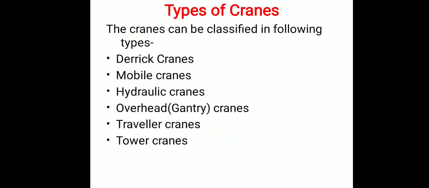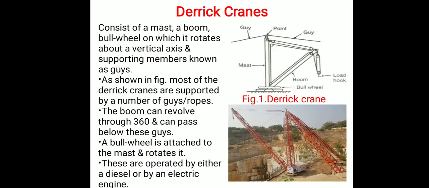So the various types of cranes are derrick cranes, mobile cranes, hydraulic cranes, overhead cranes which are also known as gantry cranes, traveler crane, and tower cranes. So now we will discuss all these types one by one. So starting with the first type, that is derrick cranes. Basically, the derrick crane consists of a mast, a boom, a bull wheel on which it rotates about the vertical axis, and supporting members are known as guys or ropes.